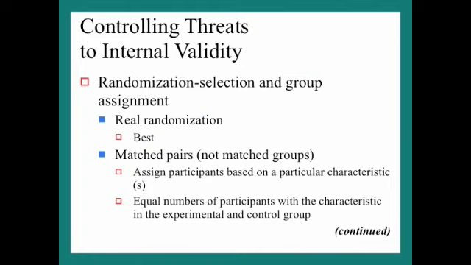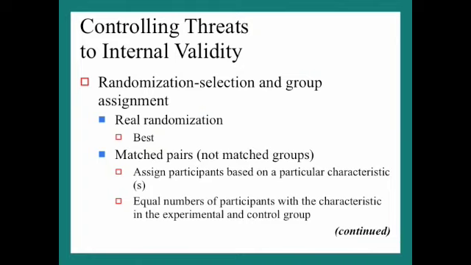Okay, so the main way that we control internal validity is randomization, which is, again, we do random selection of our subjects, and we do random assignment of our subjects to groups. That is the best way for us to control internal validity issues. And a lot of times that's kind of hard to do in our area. And again, what they mean by real randomization is that everybody has an equal chance to be in a study.